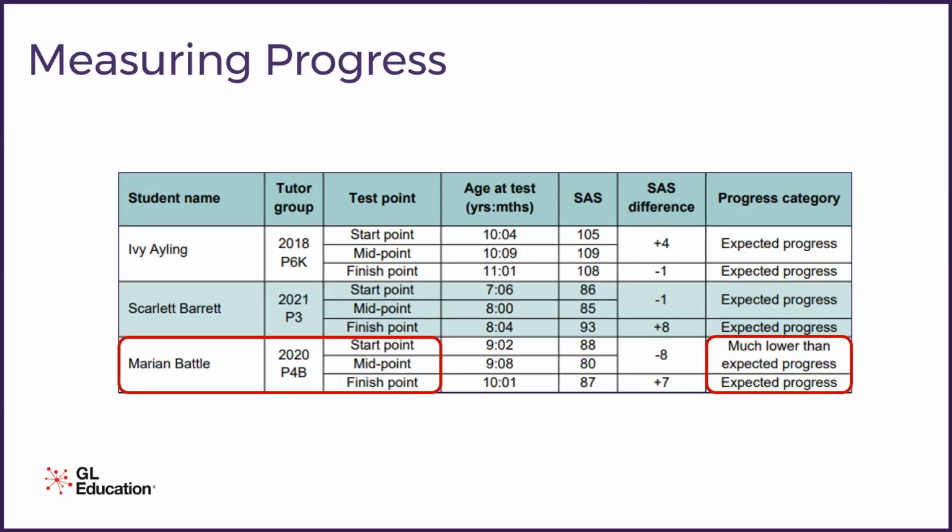When looking at the progress reports, and specifically for students who are not making expected progress, you may want to ask yourself the following questions. Are there any contextual factors that may explain why these students have not made expected progress? If interventions have been put in place, how long for? Does this match with any other information you have about these students?